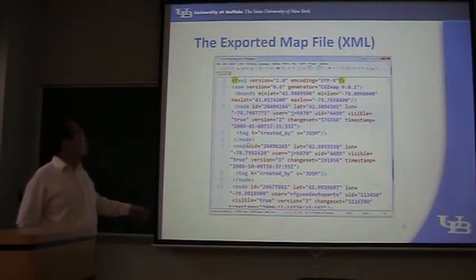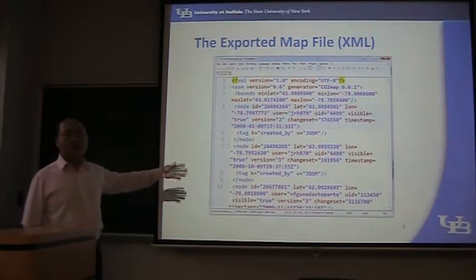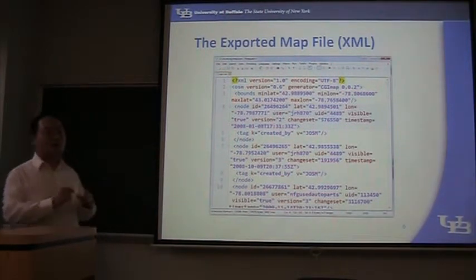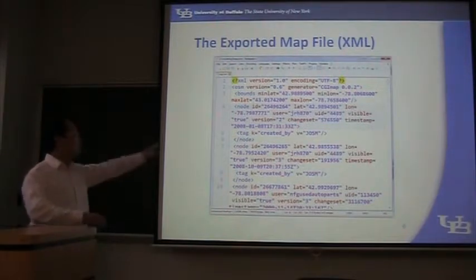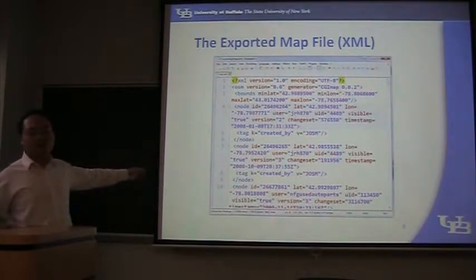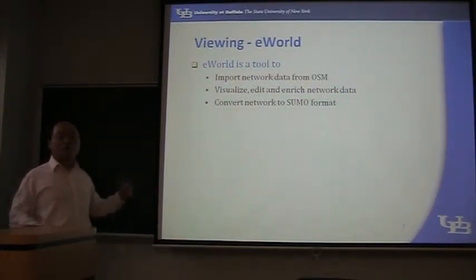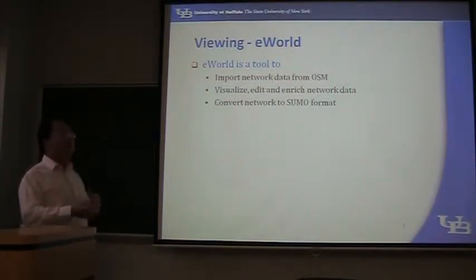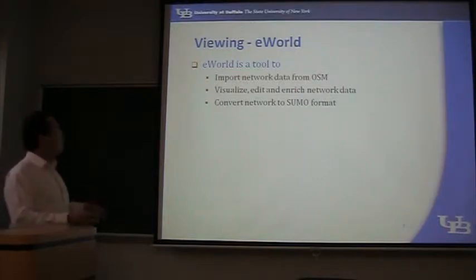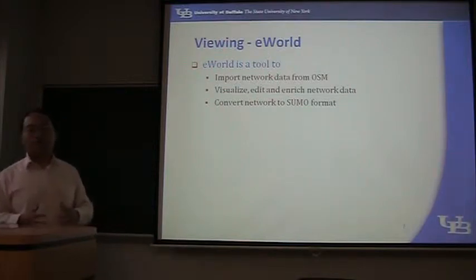The exported map will be an XML file. And this file, if you open it using Notepad++, it will be like this. But it's highly structured, highly organized, so it can be recognized by other applications. So you go to OpenStreetMap and you download the map, XML, like this. The next step, you want to use a tool called eWorld to view it. eWorld is a tool to import the network data from OpenStreetMap, and you can visualize, edit, and enrich the network data, and you can convert the network to Sumo format.